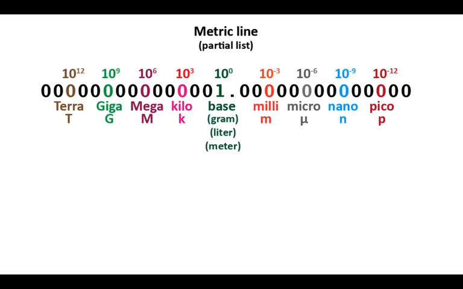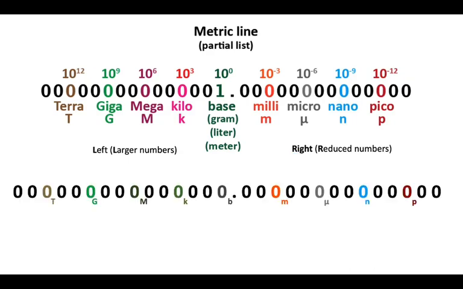I think it's easy to think of anything to the left, of course, means that those are larger numbers. And to the right, we're going to have reduced numbers, smaller. And you might want to draw your metric line like this. Again, here's our base. And here's kilo, here's milli. And notice that there are 2 numbers between each of those positions. That helps you remember what the spacing is.